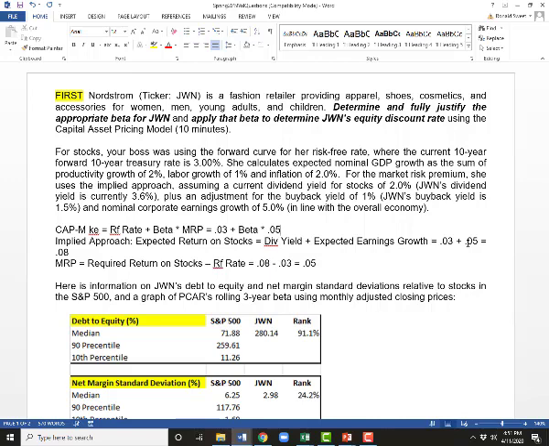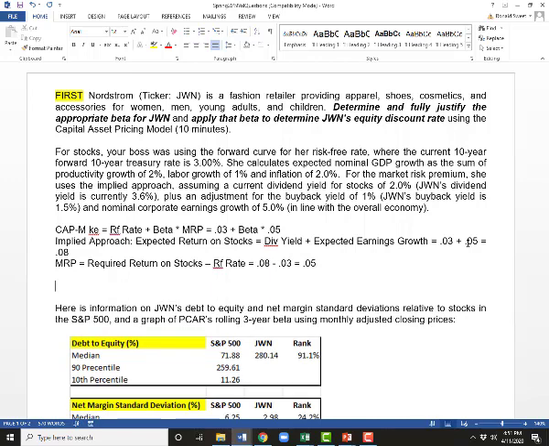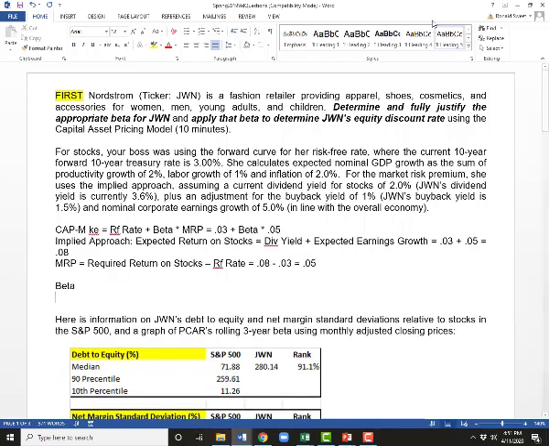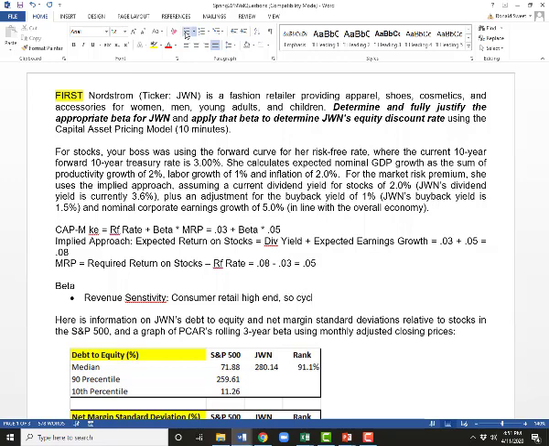And then we come up with a beta. Well, this is Nordstrom. They're a retail company. They're a higher end retail. So remember on beta, the 4 things you'll put in there, the first is revenue sensitivity. So this is consumer, retail, high-end. So it's definitely a cyclical stock with a beta well above 1. So we start that.